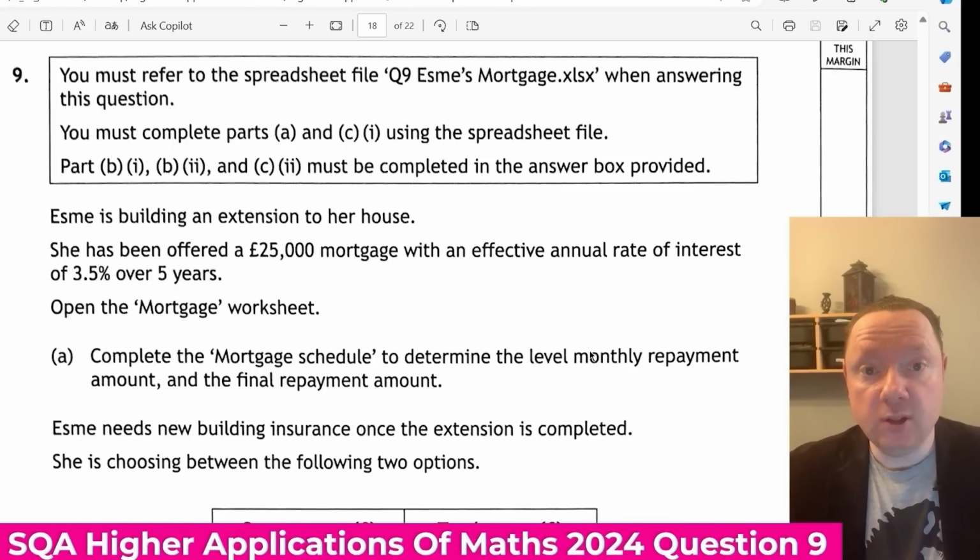Next we have Application of Maths 2024 question 9. You must fit the spreadsheet Esme's mortgage.